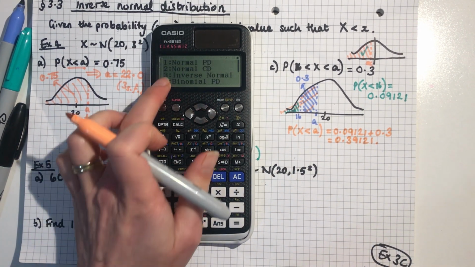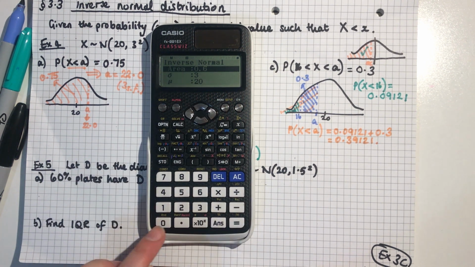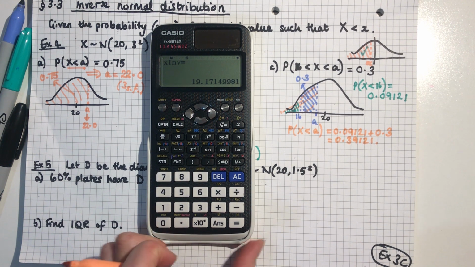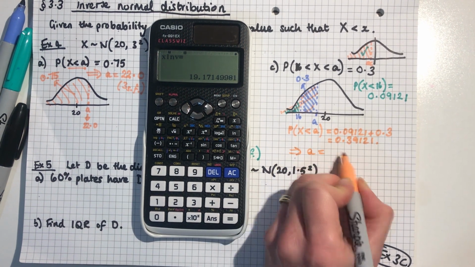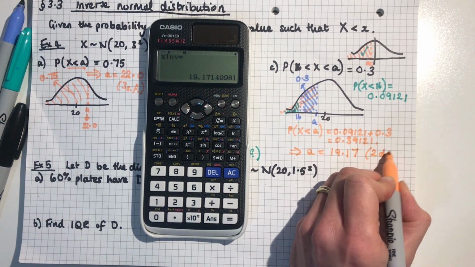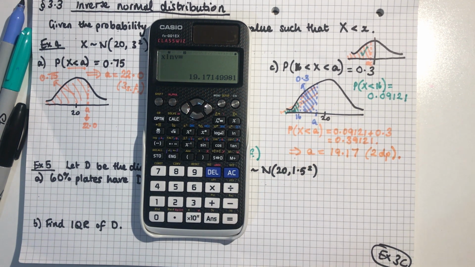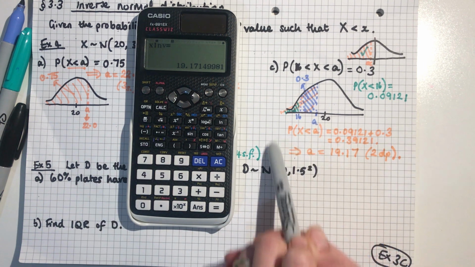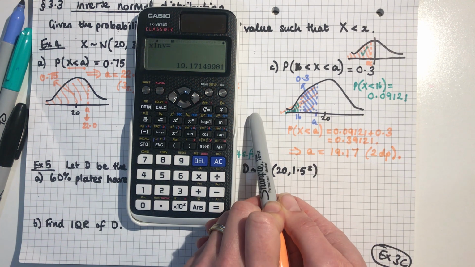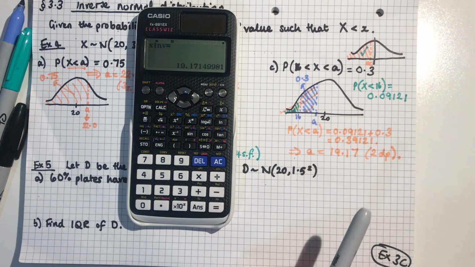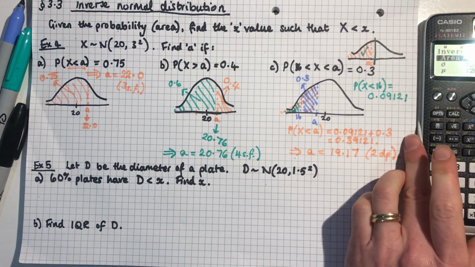Now I'm going to find out what the value of A is from that. So we want our inverse normal. Our area is 0.39121. We've got our mu and our sigma in there. So A is coming out as 19.17 to two decimal places. So what I did to attack this was to recognise that, in order to use this function, we need to know the entire area to the left of A. I knew part of it was 0.3, I just had to work out the rest of that part using my calculator first. Now let's look at this in context.